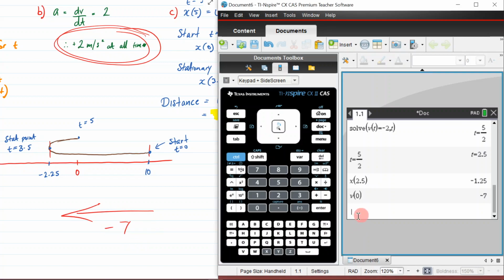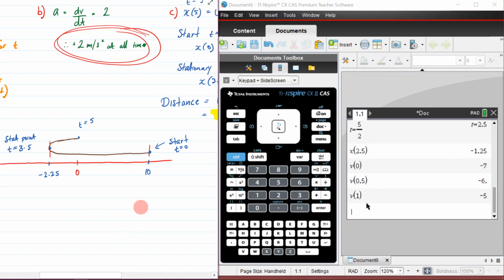What happens when t is equal to 0.5? Now it's -6. Do you notice how I'm going less quickly in the negative direction now? I'm slowing down. Because my number is getting bigger, my velocity is less in the negative direction. When I go v of 1, it's even less, -5. I'm going even slower. So do you notice that my velocity is slowing down as I go along?